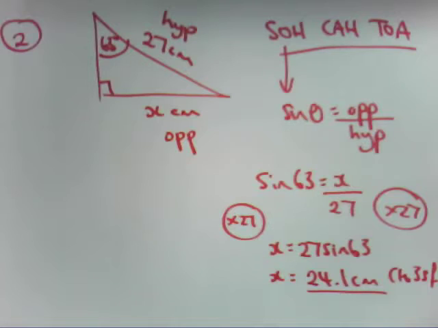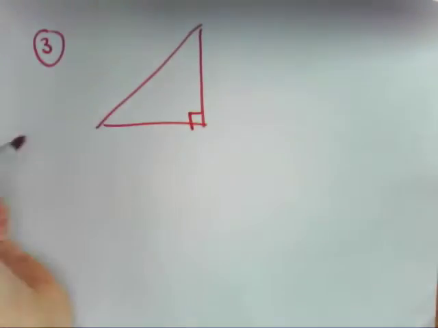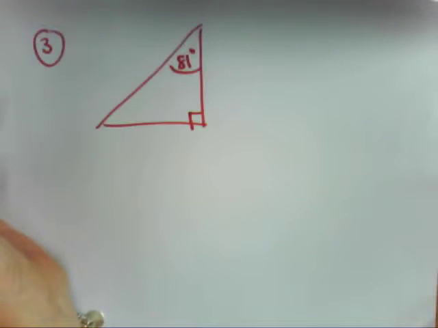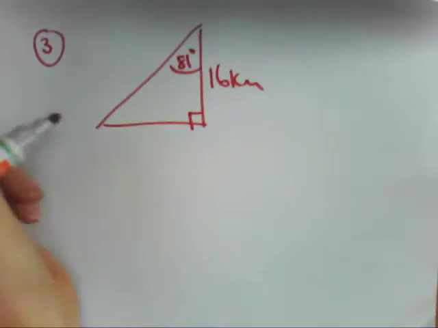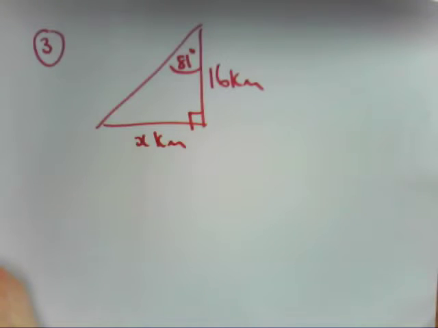Lovely. And last but not least, let's do one more. We've done a cos, we've done a sine. You can probably guess what's coming up next. Number 3. Let's turn it around a bit this time. We've got 81 degrees, making the angle even bigger. I'm going to have 16 kilometres and x kilometres here. You can imagine this being a real life problem, perhaps on a map.